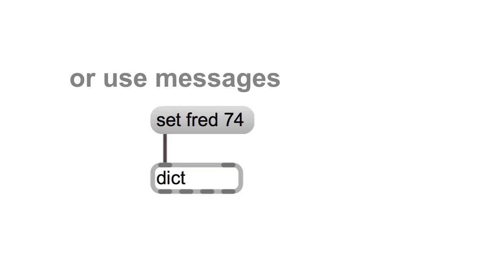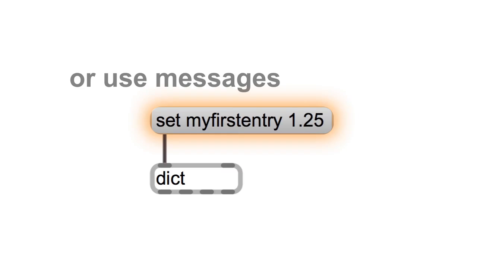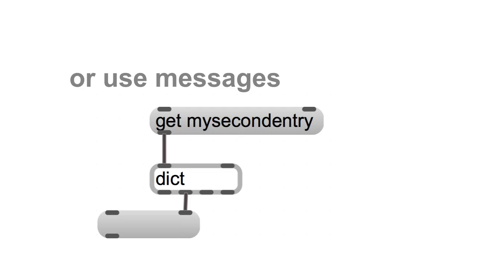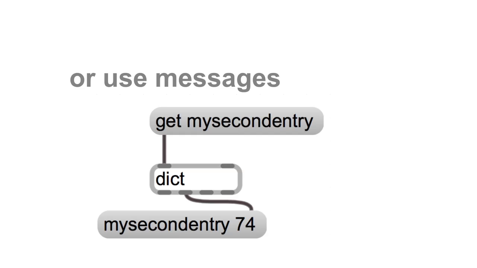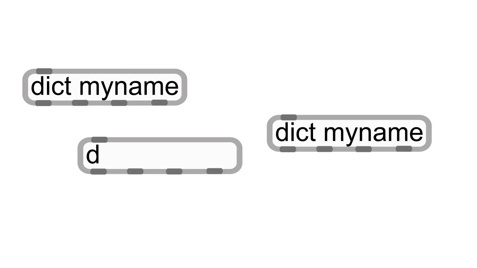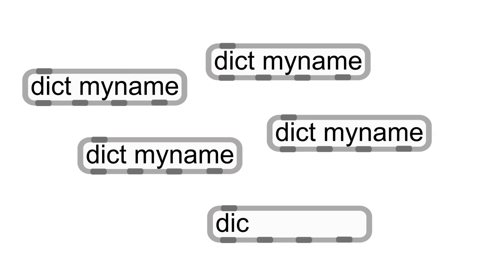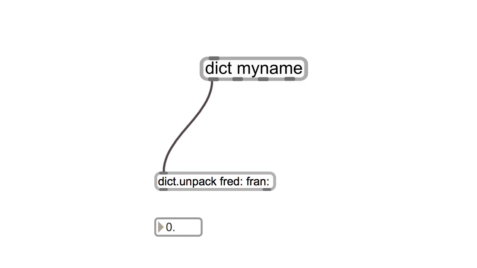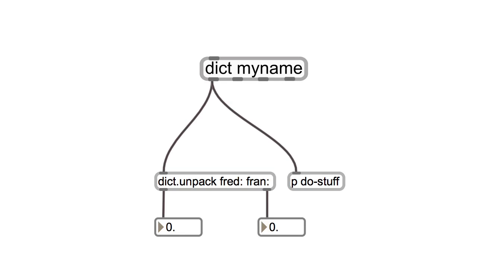You can change the data in an entry using a set message. And you can get data out with a get message. Since you can name a dictionary, you can access the same data all over the place. You can also send the whole dictionary through a patch cord to share the data with other parts of your patch, just like a jitter matrix.